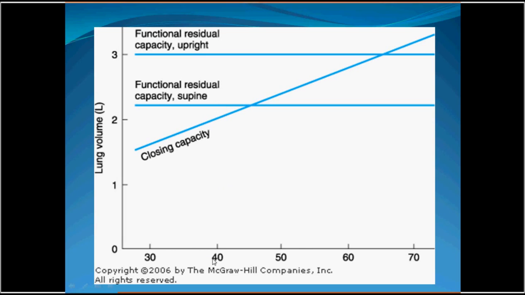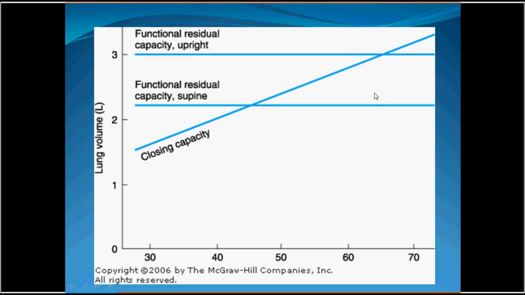Look at this. This is usually in the normal patient, the closing capacity before the age of 45. Closing capacity is less than the functional residual capacity in the supine position while you are asleep. So no problem, all the alveoli are functioning well with good gas exchange. But with age, when you go more than the age of 60, the closing capacity will be the same as that of the functional residual capacity in the upright position.